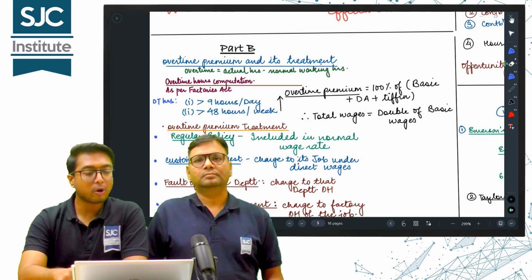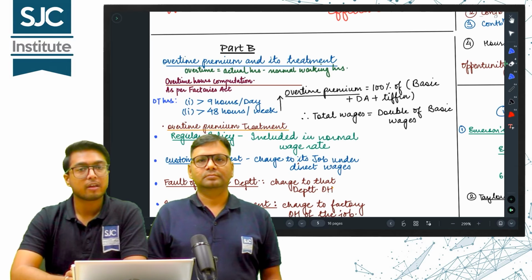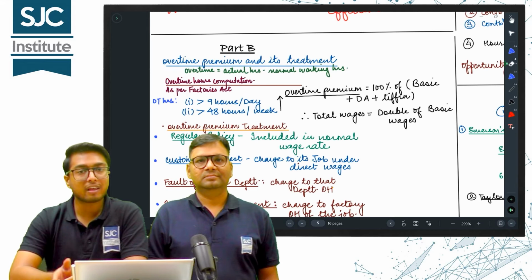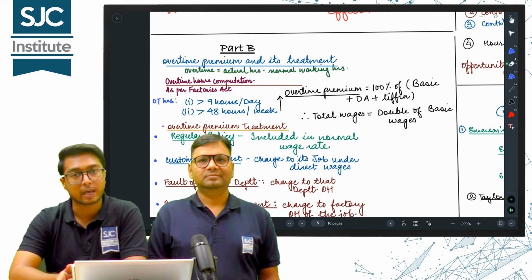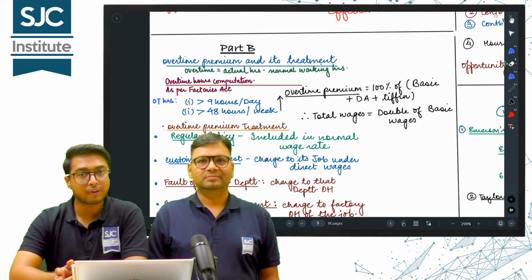Part B. Overtime premium and its treatment. You have to remember when there will be overtime. So, when the actual working hours are more than the normal working hours, then there will be overtime. As per the Factories Act, overtime will occur when you work for more than 9 hours per day or more than 48 hours per week, the higher of the two.